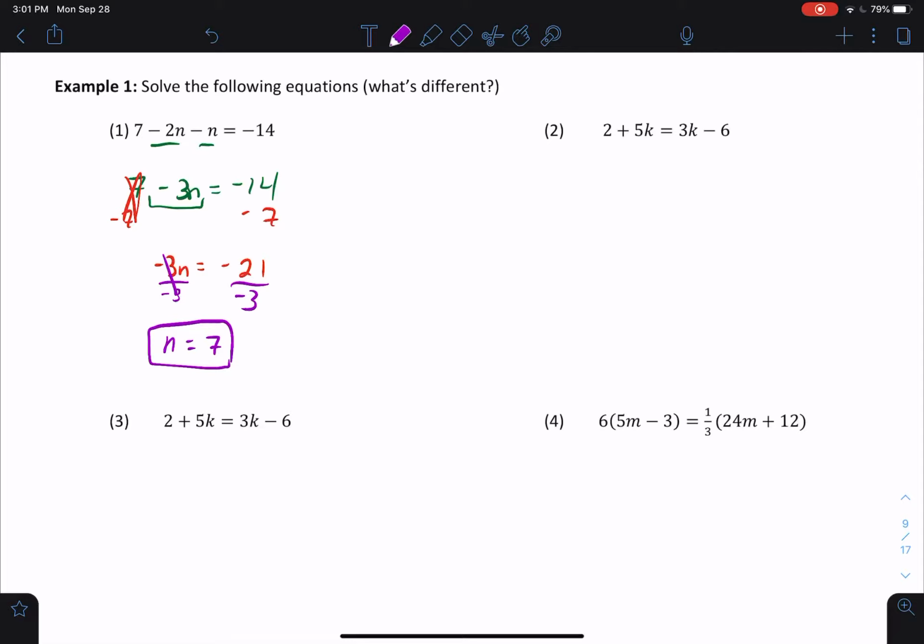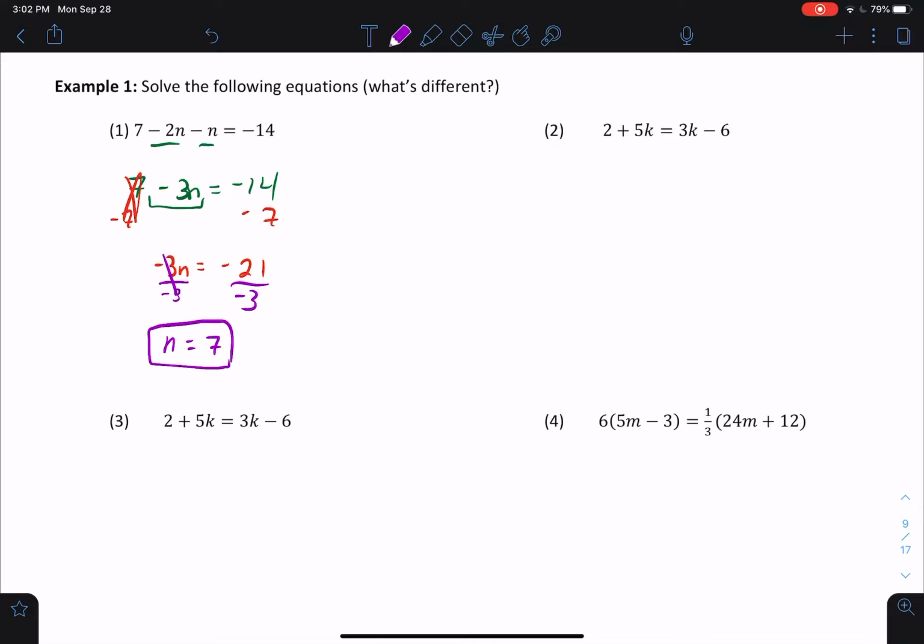What about number 2? We have 2 plus 5k equals 3k minus 6. So what's different about this one? We have variables on both sides of the equation. Okay, so that's something different. We have variables on both sides. So what we need to do is we need to get our numbers on one side and our variables on the other. Okay, so I always like to keep the number that's multiplying my variable positive.